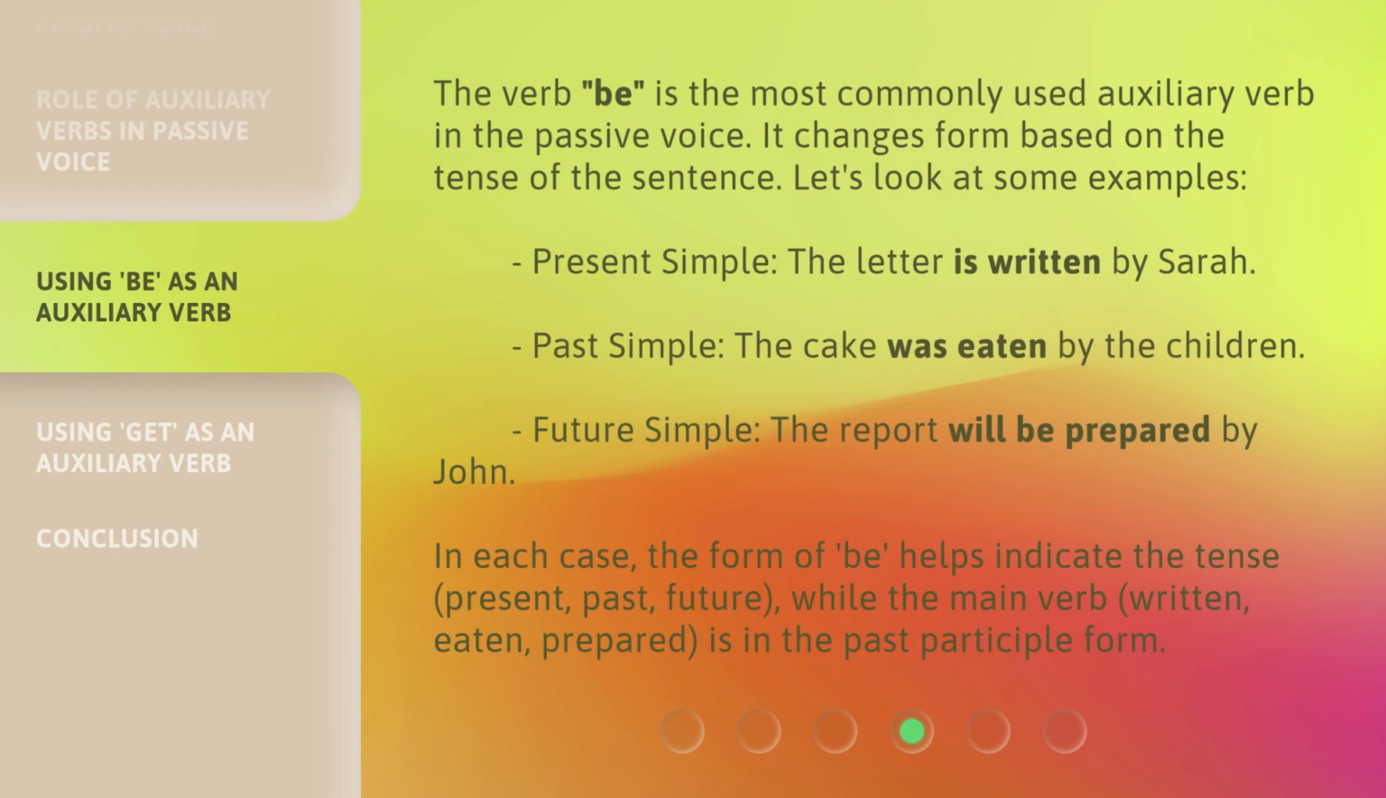The verb be is the most commonly used auxiliary verb in the passive voice. It changes form based on the tense of the sentence. Let's look at some examples. Present simple. The letter is written by Sarah. Past simple. The cake was eaten by the children. Future simple. The report will be prepared by John. In each case, the form of be helps indicate the tense, present, past, future, while the main verb, written, eaten, prepared, is in the past participle form.